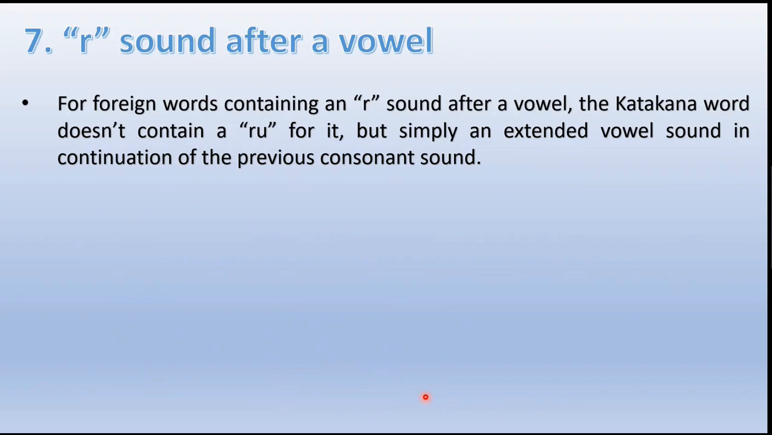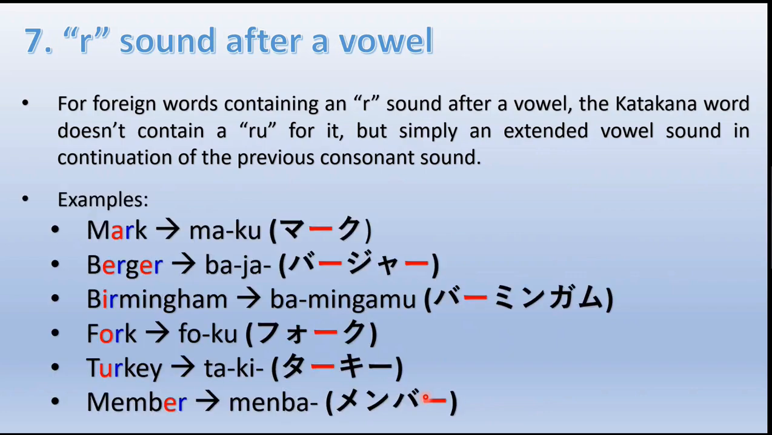But in case the foreign word contains an R sound after a vowel, then the corresponding katakana word will not have a ru in place of that ra sound, but simply it will be an extended vowel sound in continuation of the previous consonant sound. So let's see how this works. For example, the word mark. One may think that it will be written as maruku in Japanese, but that is not correct. It will be written as maku.